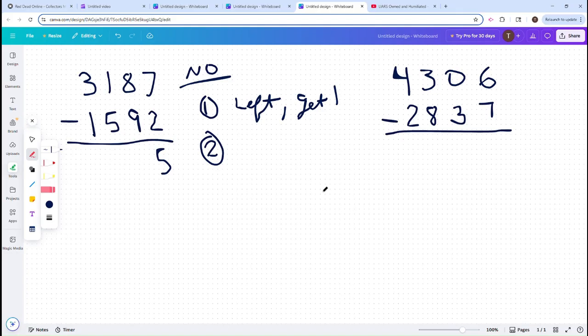Now, your neighbor to the left will always say yes. Stand by on this problem because there's going to be an extra little kink in it. But your neighbor to the left will always let you borrow something.